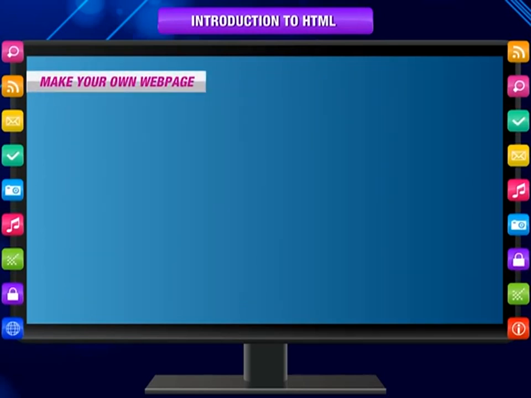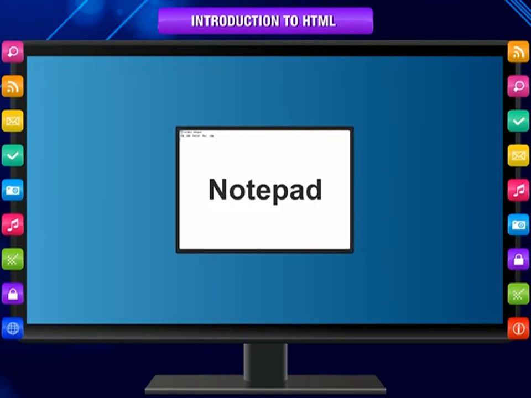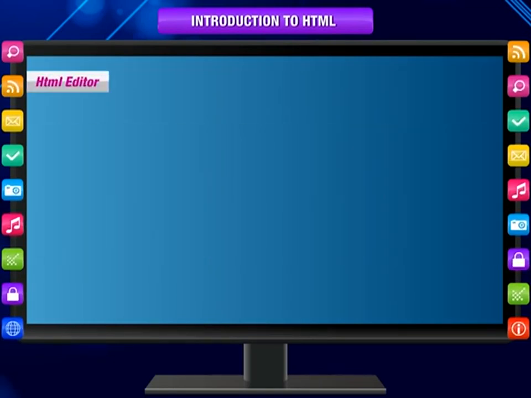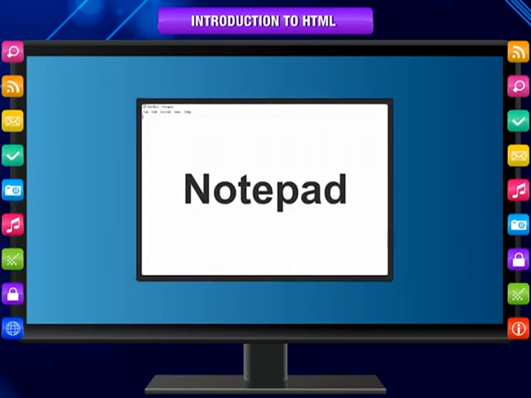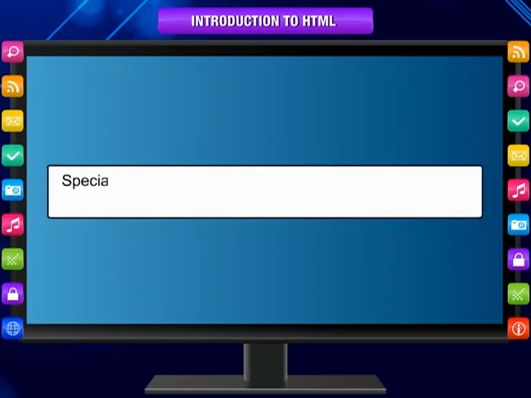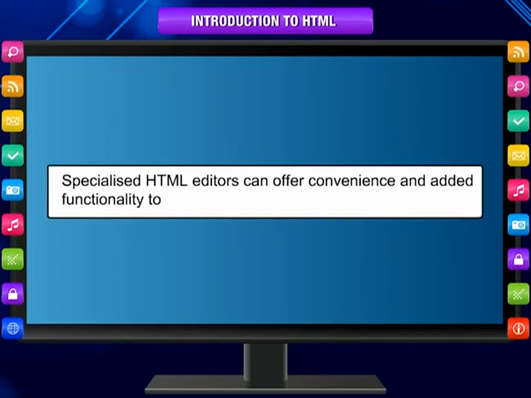Make your own web page. To make your own web page, you need two things: an HTML editor and a web browser. HTML editor. An HTML editor is an application software for creating web pages. Although the HTML markup of a web page can be written with any text editor, specialized HTML editors can offer convenience and added functionality to create complex HTML web pages.